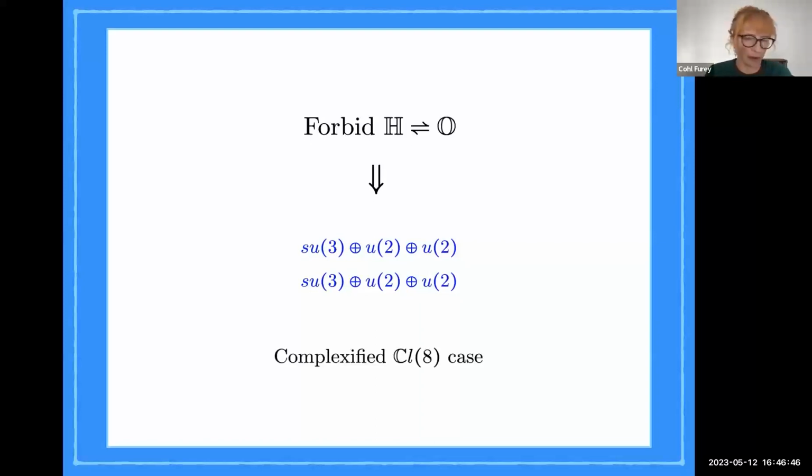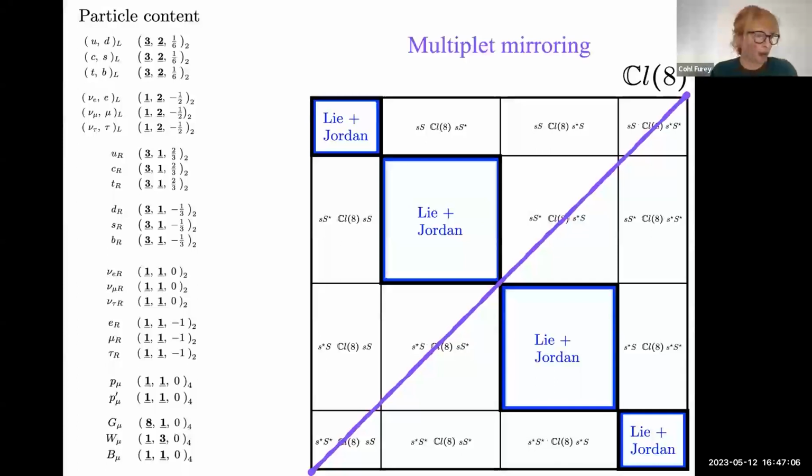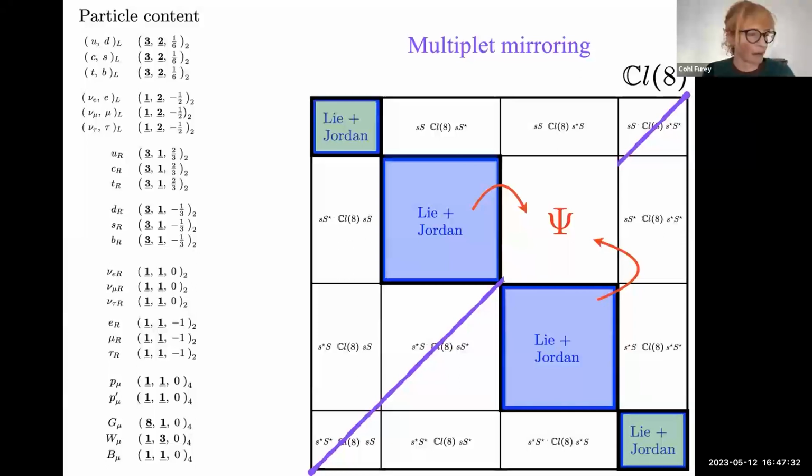Now note that this result comes from the complex CL8 case. When we take the real slice, we're going to lose half of our degrees of freedom. Now you may have noticed that there's a kind of mirror pairing between the algebras, where there's this reflection symmetry that occurs across this purple axis. So this leads to something that we're going to call multiplet mirroring. In the complexified case, for every symmetry element on one side of this mirror, there's going to be another independent symmetry on the other side. Furthermore, we expect that when these blocks are applied to the fermion off diagonals, one set is going to act on the left-hand side, and the other one is going to act on the right-hand side of the fermion.